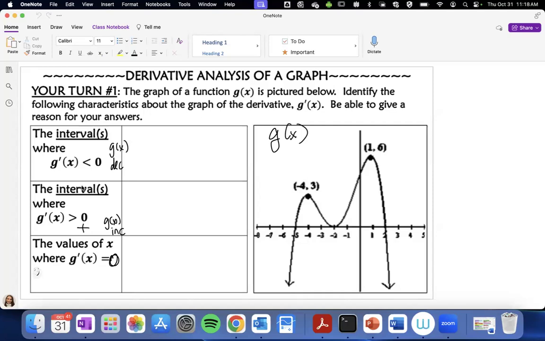So if g prime is negative, it tells you where g is decreasing. So where's the interval? Right here. So I would say g prime has to be negative from x equals -4 all the way to -2. And then also.